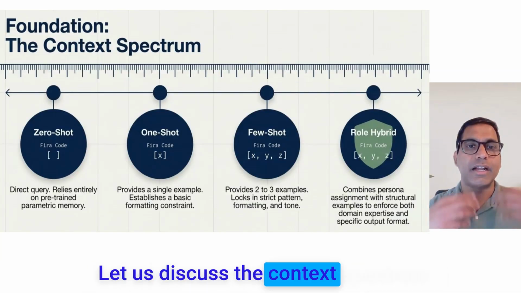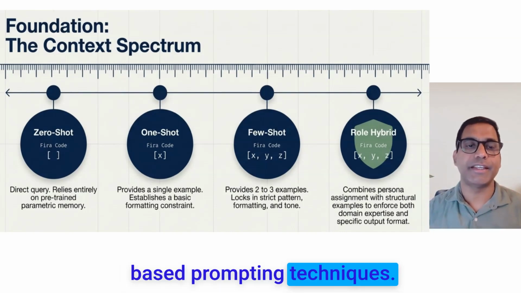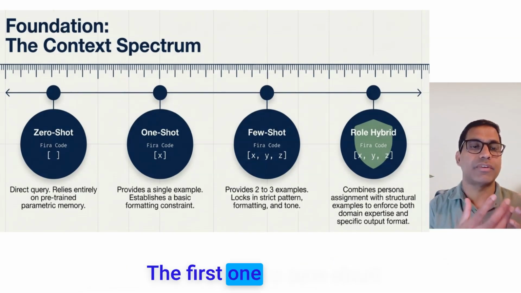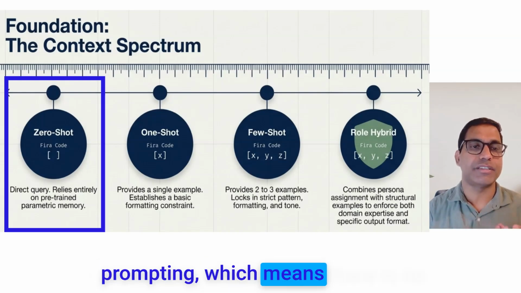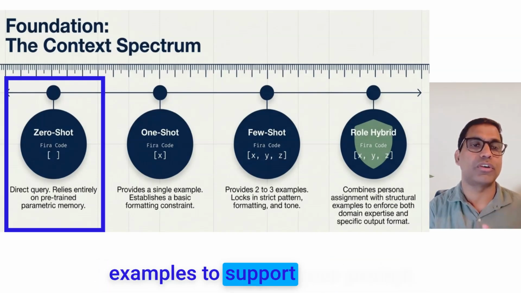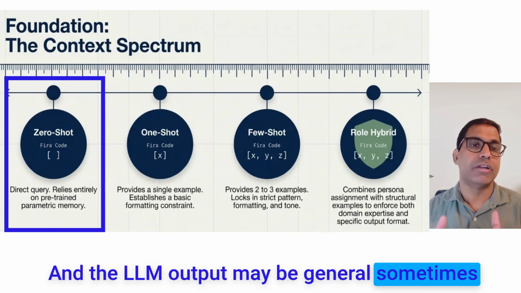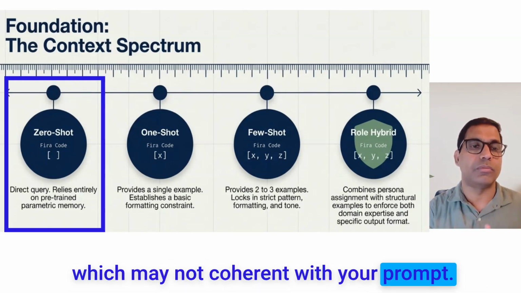Let us discuss the context spectrum based prompting techniques. There are four types of context spectrum based prompting techniques. The first one is zero shot prompting, which means there are no examples to support your prompt, and the LLM output may sometimes be general, which may not be coherent with your prompt.